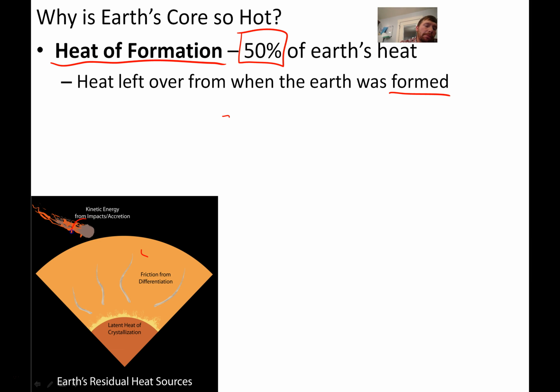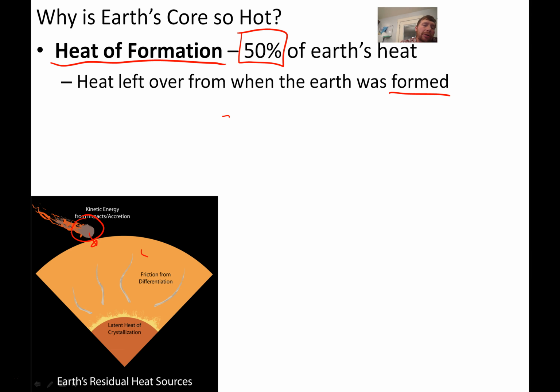First off, for the first billion years the planet was in existence, it got kicked around by asteroids and meteorites, just constantly pounding it. Every time one of these asteroids or meteorites hit the Earth, it produced a little bit of heat. That heat was absorbed by the Earth, and so there's some of the heat of formation.